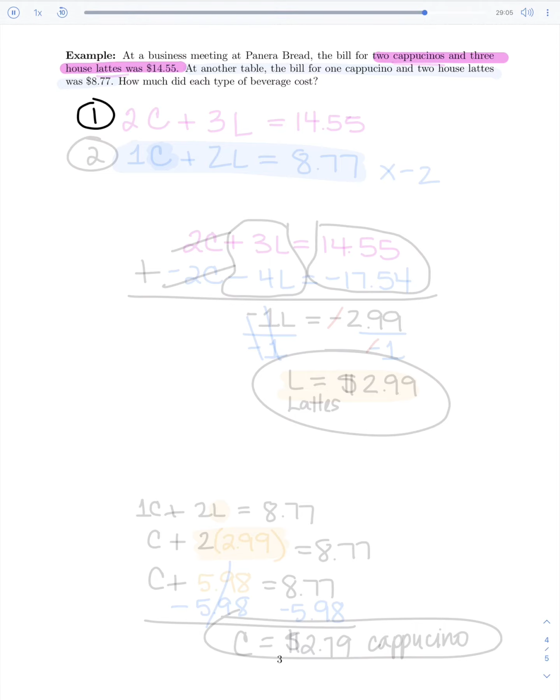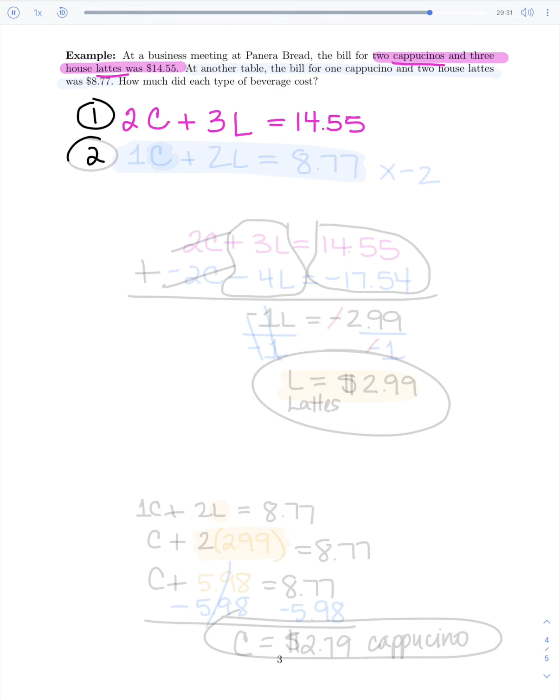So 2 cappuccinos, let's use C. And we've got 3 lattes, so let's use L for lattes. And if we add up the cost of all those, we should get that our total bill was $14.55. That's our first equation taken from the first sentence.